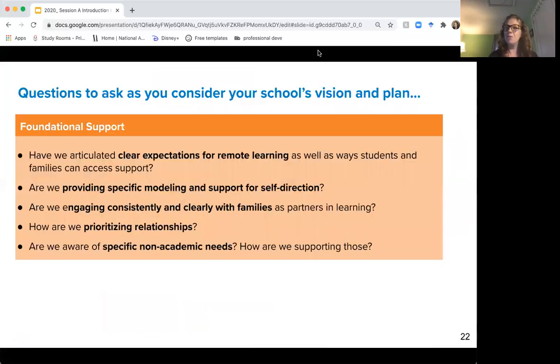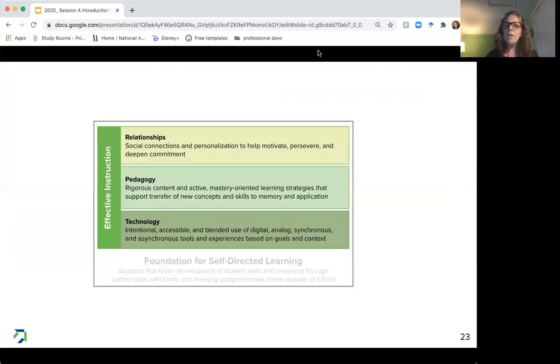So questions to ask as you consider your school's vision plan. Have we articulated clear expectations for remote learning, as well as what those supports are for them? Are we as educators providing specific modeling and support for self-direction? Are we engaging consistently and clearly with families as partners in learning? Are we prioritizing relationships? And are we aware of specific non-academic needs and how we might support them? So that's the foundation. Now we move on to instruction.